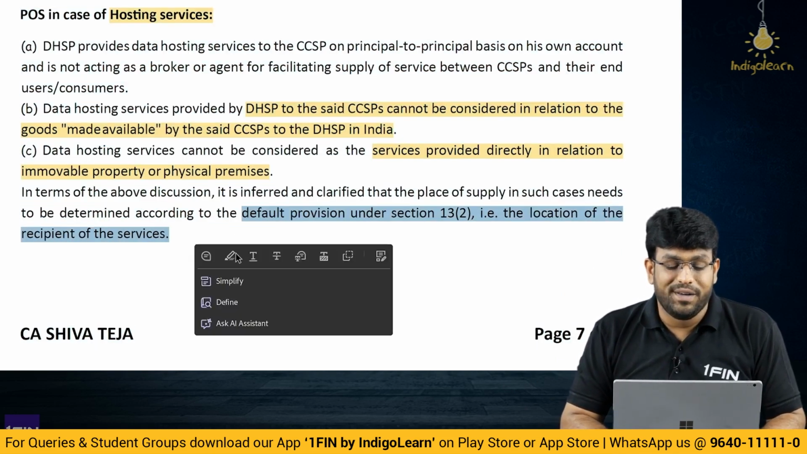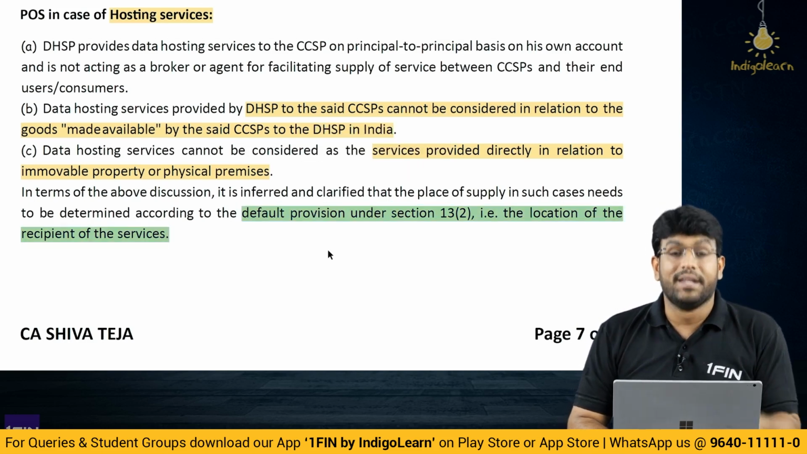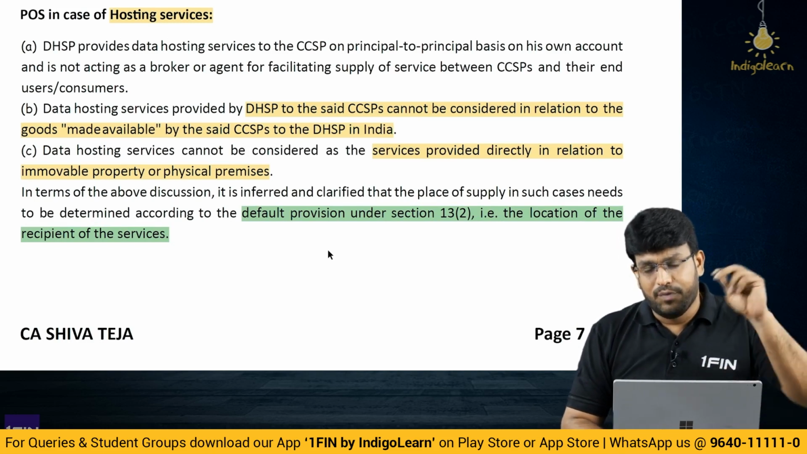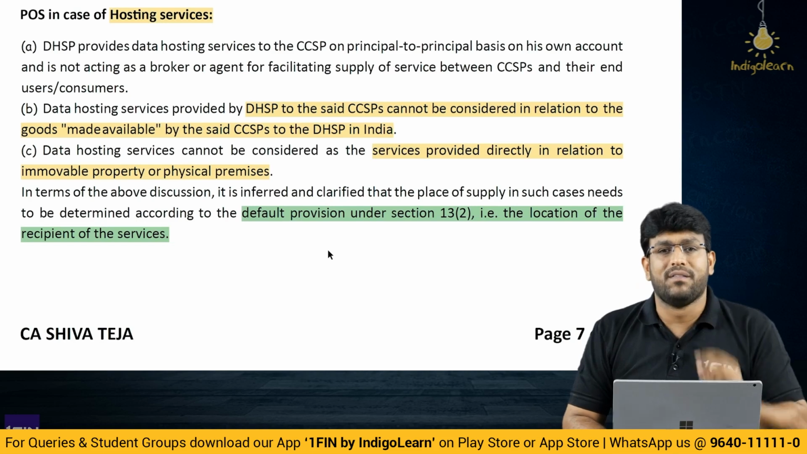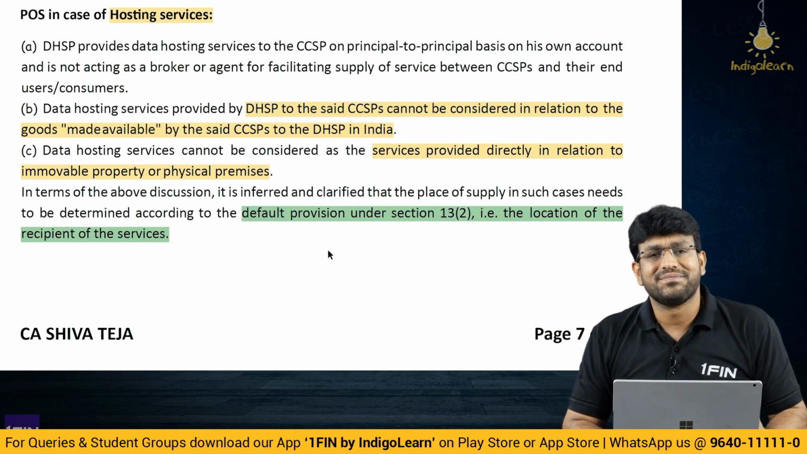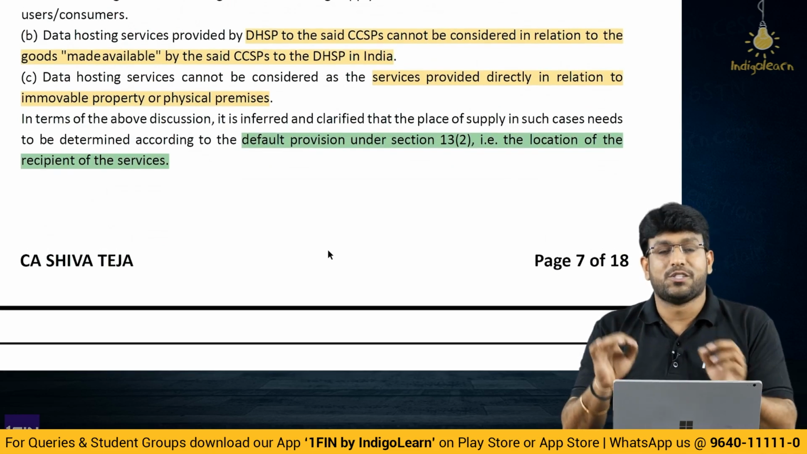And 13(2) always says place of supply will be location of recipient if it is available in the ordinary course of business. But if location of recipient is not available in the ordinary course of business, place of supply will be location of supplier. That's it. These are the interesting amendments in the topic of place of supply.